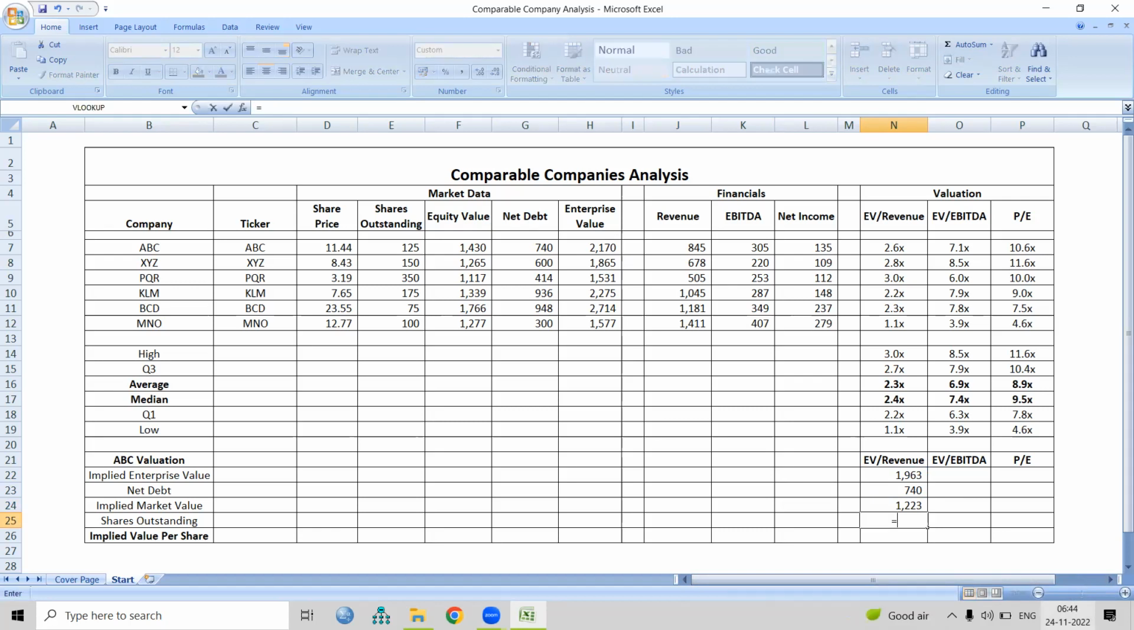And then we have the shares outstanding listed here. Where do we have the shares outstanding? Here in the E7 reference cell. So let's use this equation: implied value per share is equal to N24, divided by the number of shares outstanding. That will give us the implied value per share.